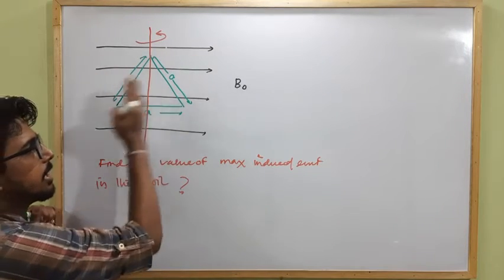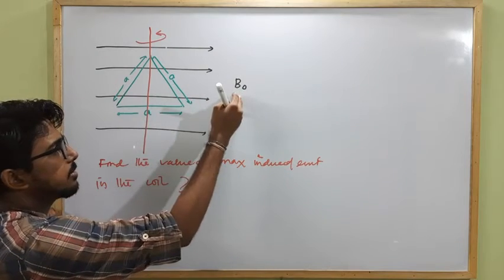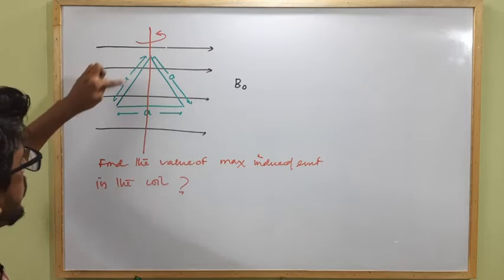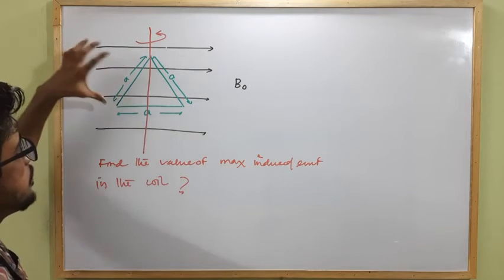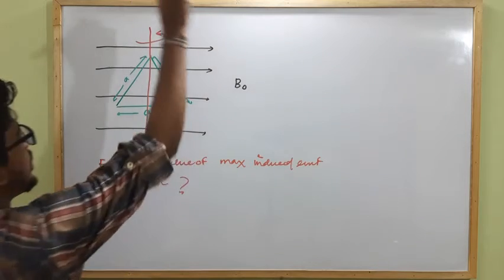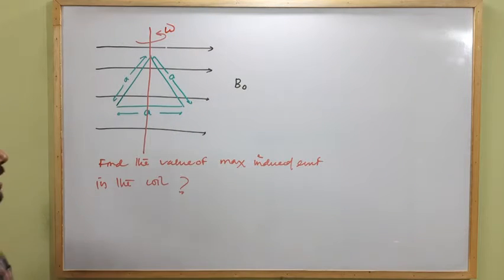There is an external magnetic field which is uniform and its magnitude is B naught, which is acting horizontally, and within it an equilateral triangular shaped coil of side A is placed, which is rotating with angular velocity omega. Then what will be the maximum induced EMF in the coil?